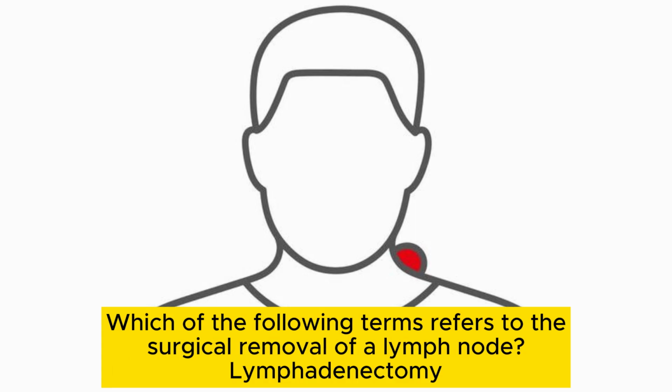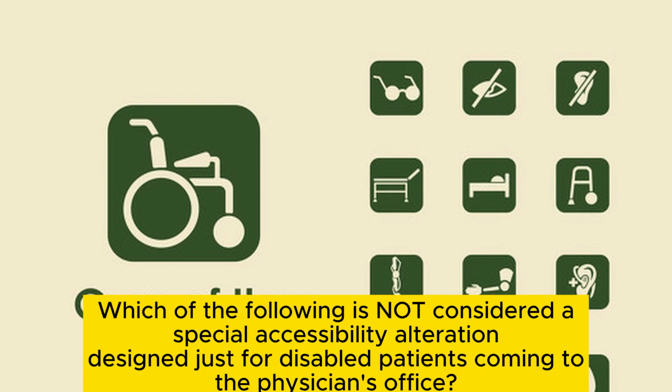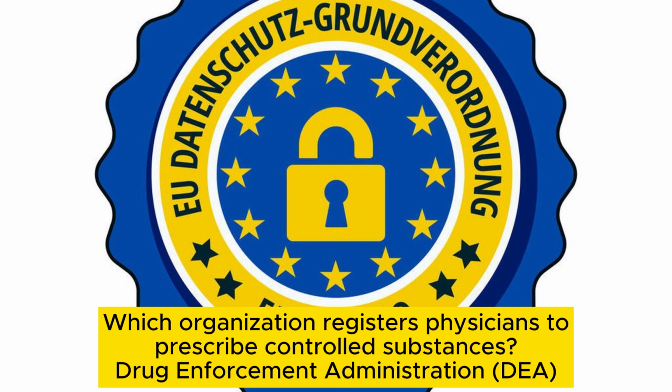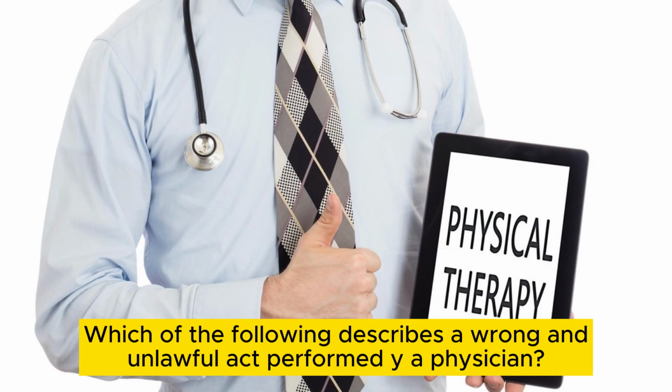Which of the following terms refers to the surgical removal of a lymph node? Lymphadenectomy. Which of the following is not considered a special accessibility alteration designed just for disabled patients coming to the physician's office? Mats on the floors near entryways to prevent patient falls because of wet floors. Which organization registers physicians to prescribe controlled substances? Drug Enforcement Administration. Which of the following describes a wrong and unlawful act performed by a physician?